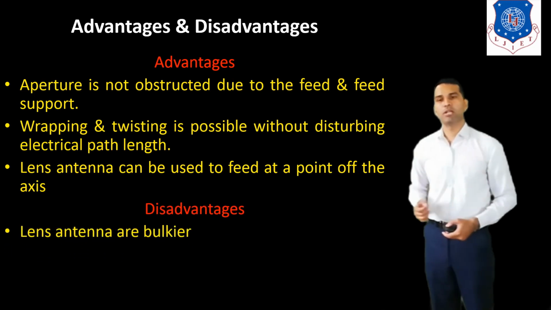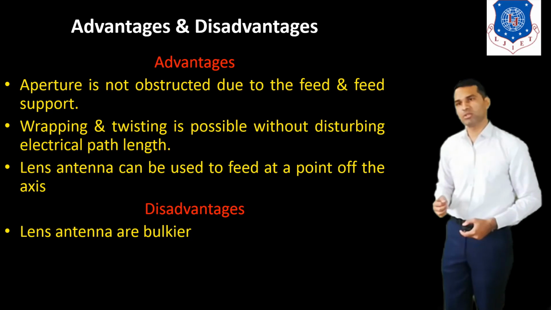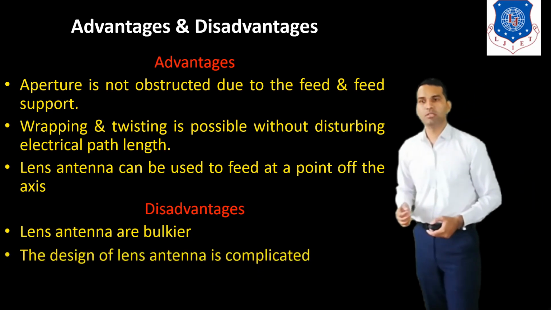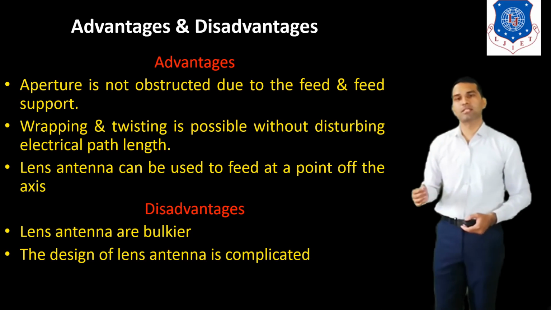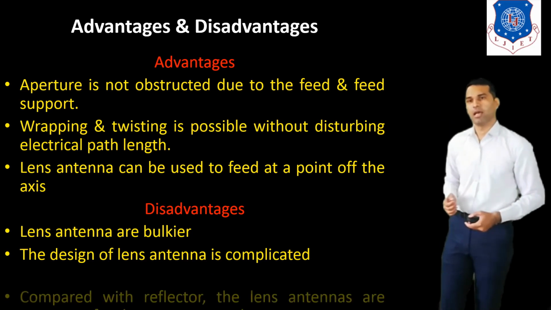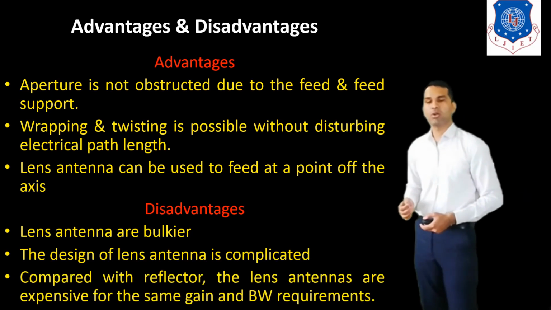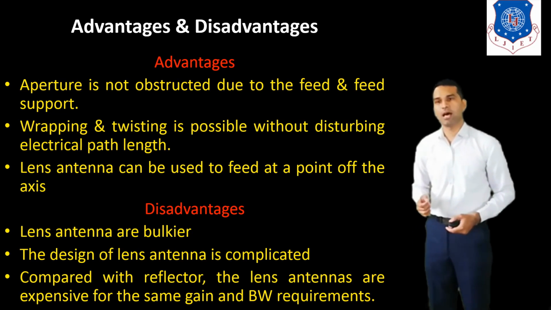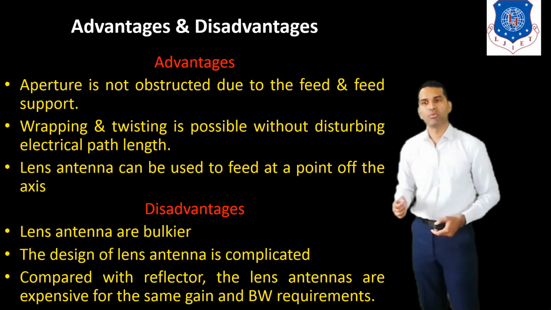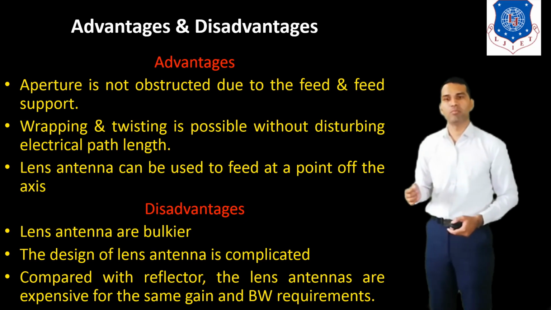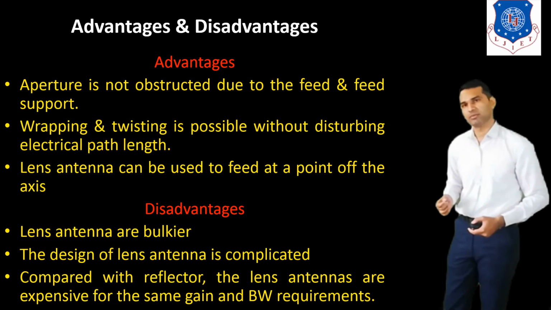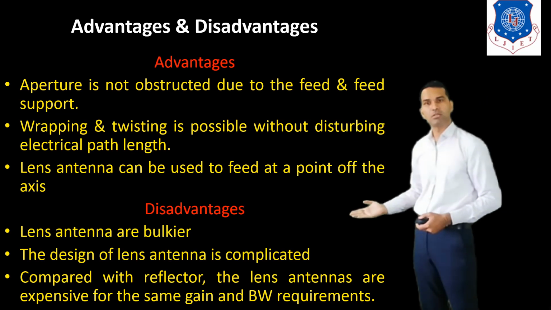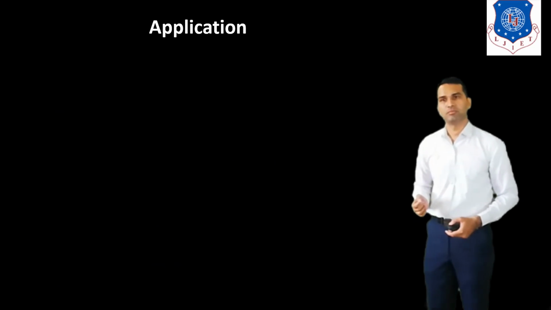Now there are some disadvantages. The first disadvantage of this antenna is that lens antennas are bulky. The second is that the design of the lens antenna is complicated. The third disadvantage is that compared with a reflector, lens antennas are expensive for the same gain and bandwidth requirement. So these are the advantages and disadvantages of the lens antenna.